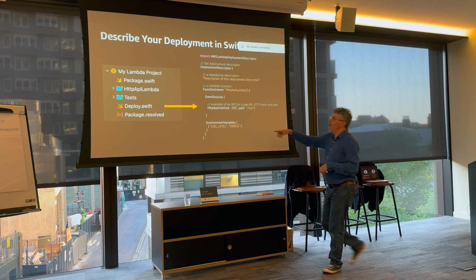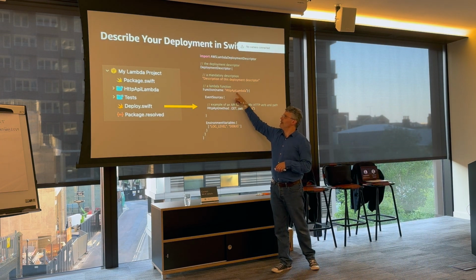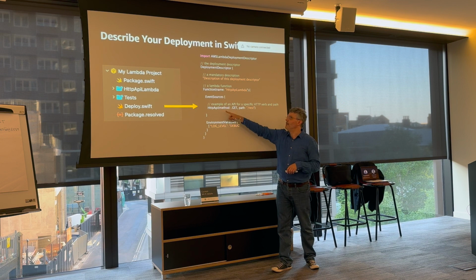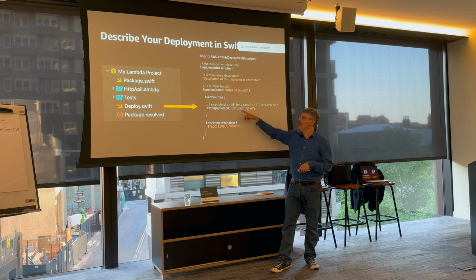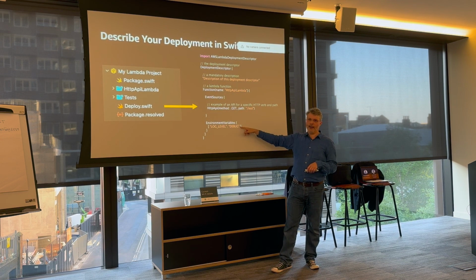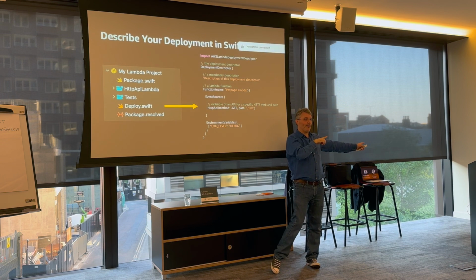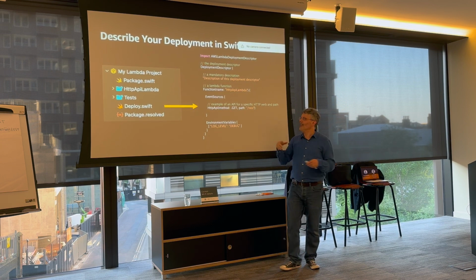For example, I want to deploy a function, the name of the function is this, the event source of the function, it's an HTTP API, on the get method /test with environment variable. Hey, it looks like the SAM file I showed you earlier. Yes, it's not by chance.